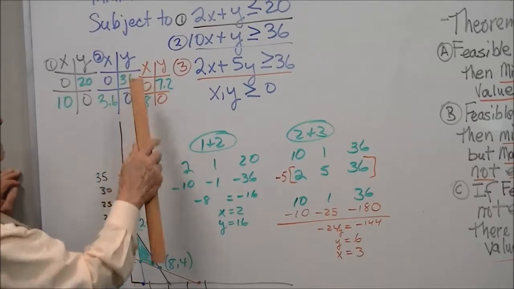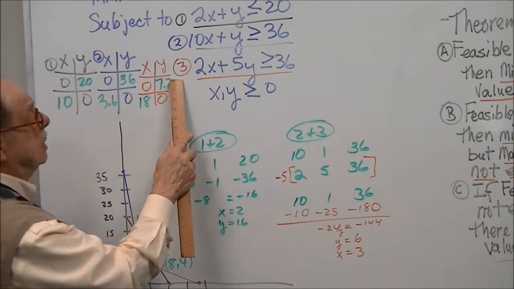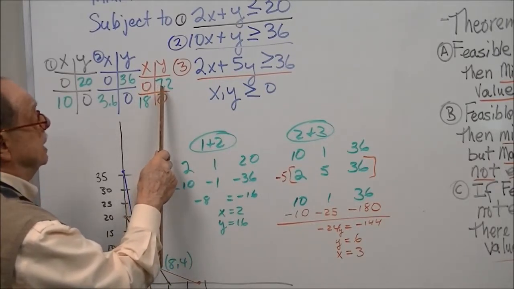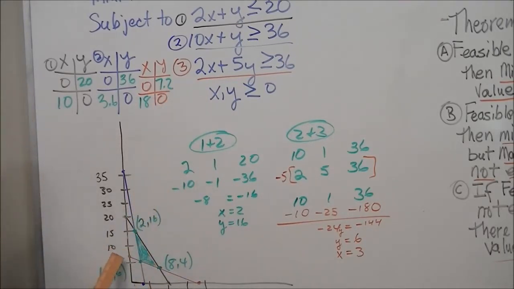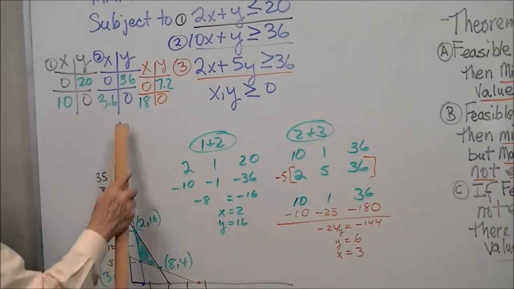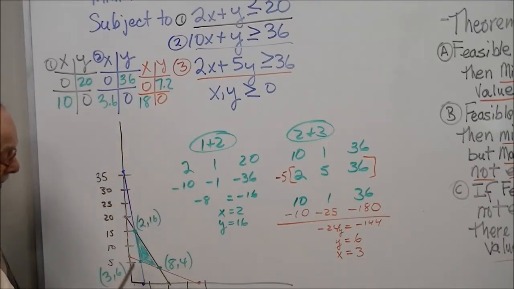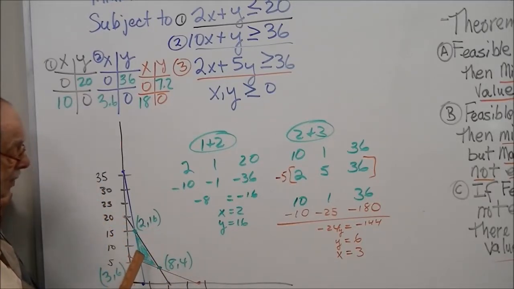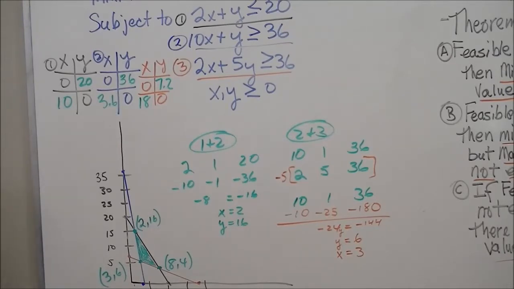And then when I did inequality 3 in red, I had 0 and a 7.2, so 7.2 is right about there, and that went down to 18. So there are my 3 lines. And by the way, your textbook has a very good picture of this too, but this is not too bad. So on the blue line and the red line, they said shade above. So our feasible region is what I have colored in green.